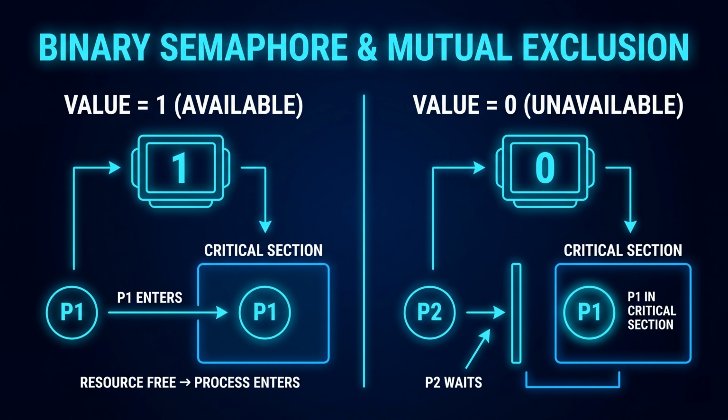Now let us talk about the first major type, the binary semaphore. As the name suggests, a binary semaphore has only two possible values, usually 0 and 1. You can think of it like a switch that is either available or unavailable. If the value is 1, the resource is free and a process can enter. If the value is 0, the resource is busy and another process must wait. Because it allows only one process at a time, a binary semaphore is commonly used for mutual exclusion. In simple words, it helps ensure that only one process enters the critical section at once.